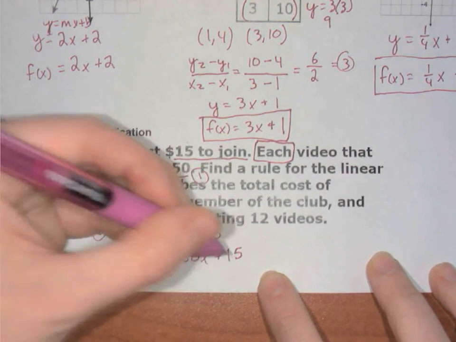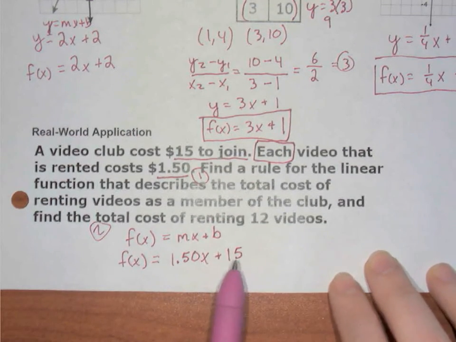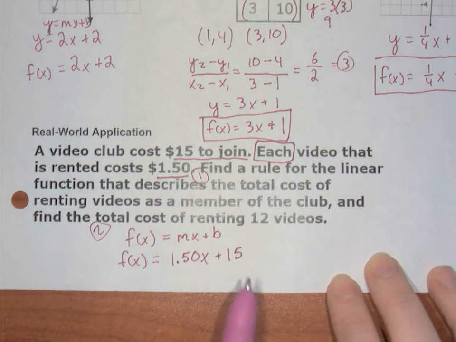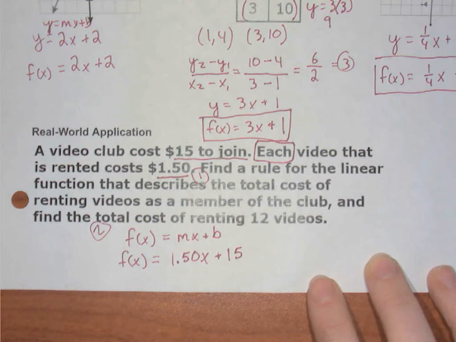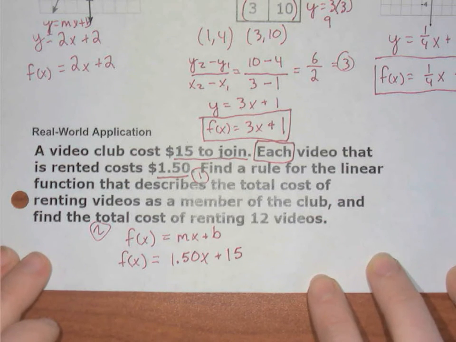That's my startup fee. That's my beginning. That's my starting point. So that we put as our y-intercept. There's my function, easy as that. f of x equals $1.50x plus 15.